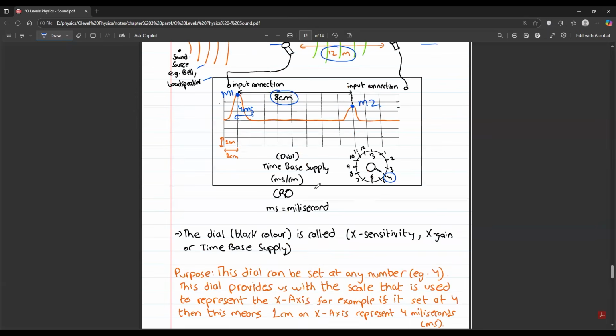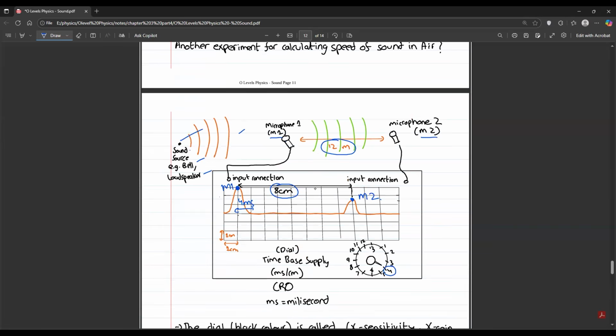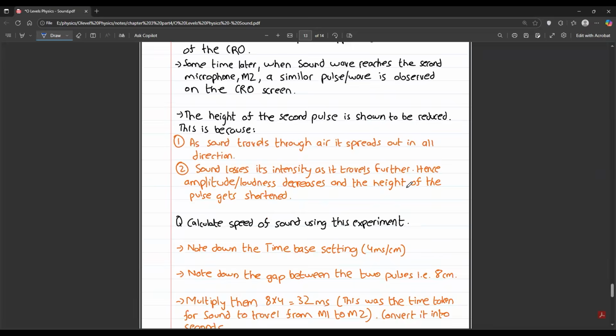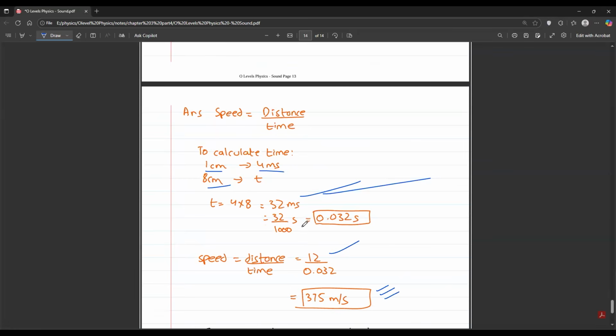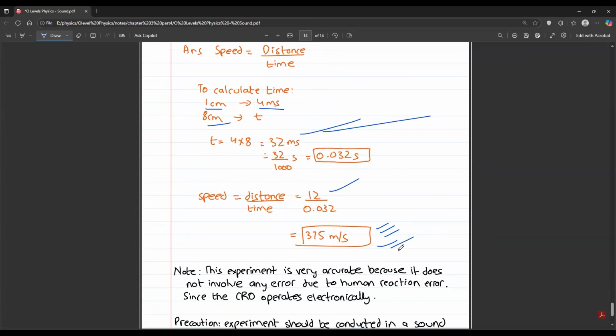Let me revise this experiment again. आपने एक sound source लिया, you place two microphones, measure the distance between two microphones, connect the microphones with the CRO. The first microphone is producing a peak value of sound here. The second microphone is producing a peak value of sound here. What is the distance between the two peaks? 8 centimeters. CRO पे 1 centimeter is equal to 4 milliseconds. 8 centimeters कितना time represent करेगा? 32 milliseconds. Divide distance by time, you get your final answer of speed.